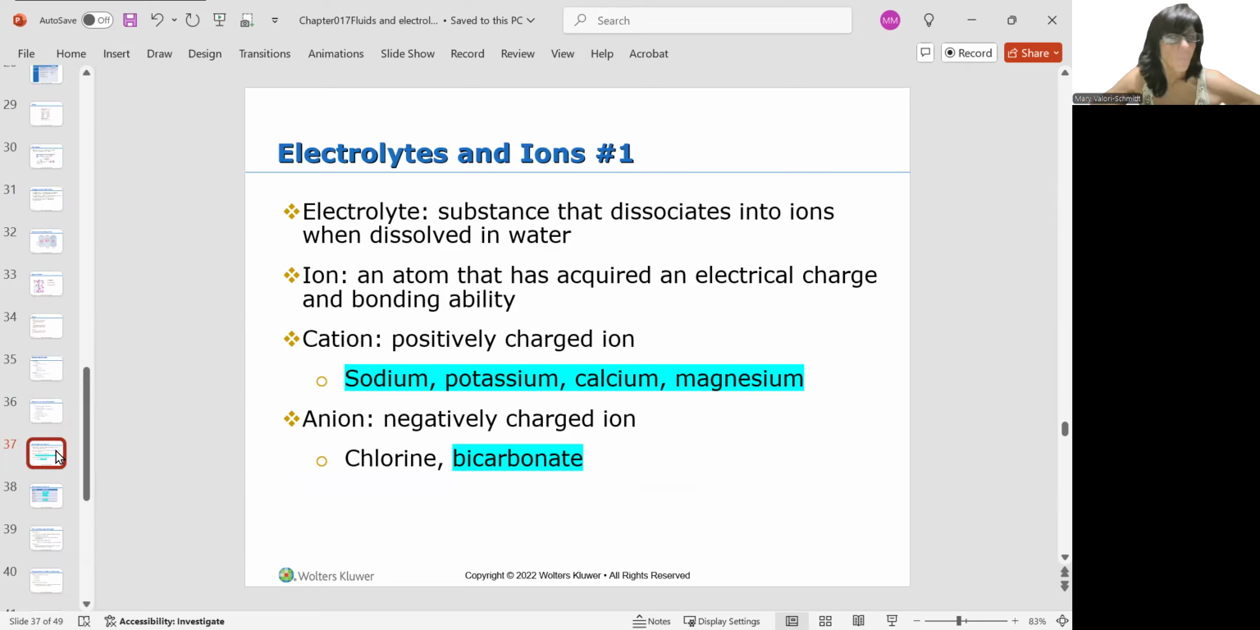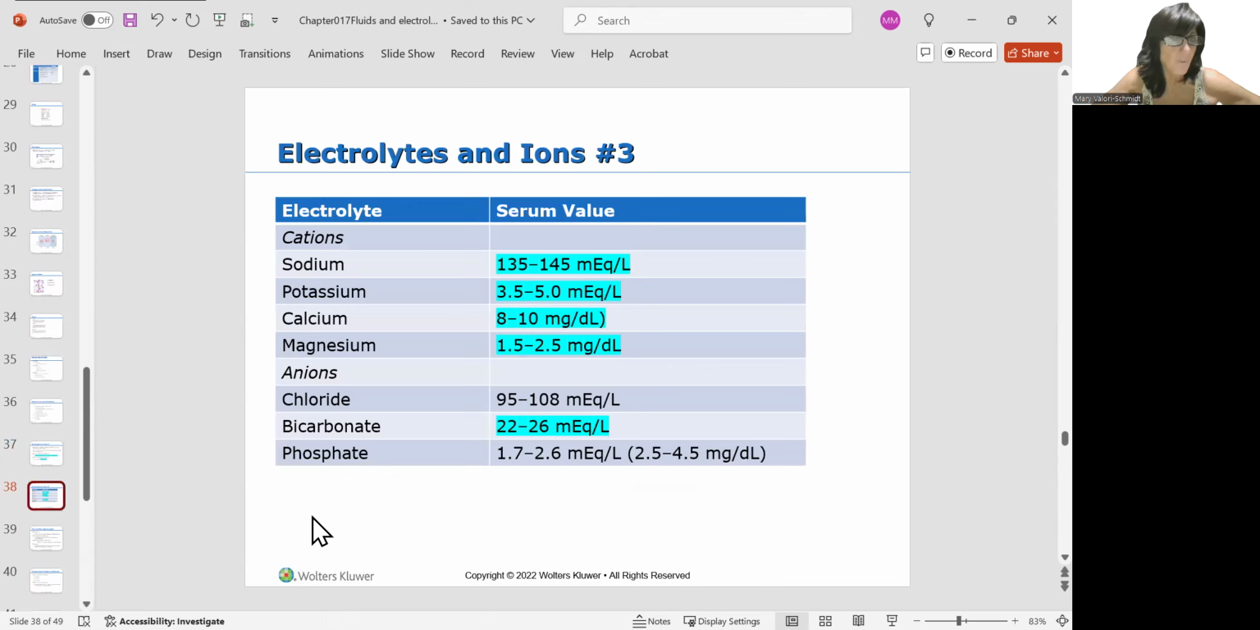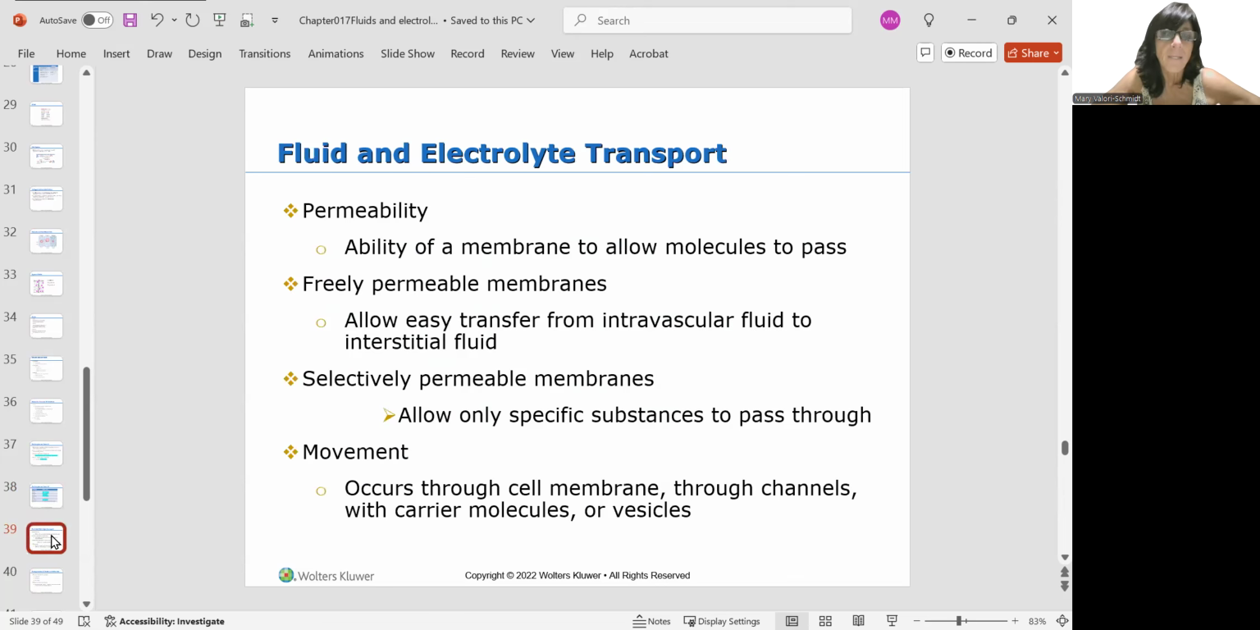Electrolytes. Okay. We're going to talk about electrolytes. You don't need to know all of them, but you need to know sodium, potassium, calcium, and magnesium. And you need to know about the bicarb. Here's a nice little chart with the electrolytes and their values. Sodium, 135 to 145, potassium, 3.5 to 5, calcium, 8 to 10, and mag, 1.5 to 2.5. The bicarb, like I said in the ABGs, 22 to 26. Okay.